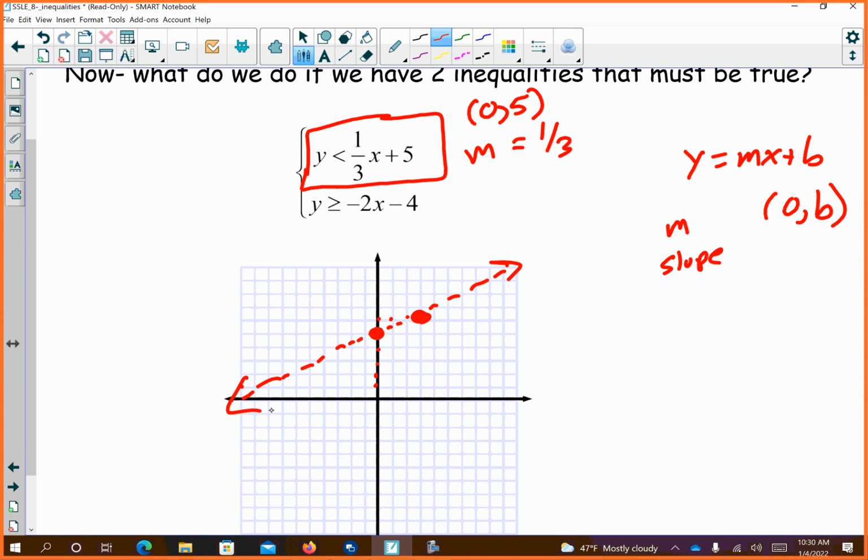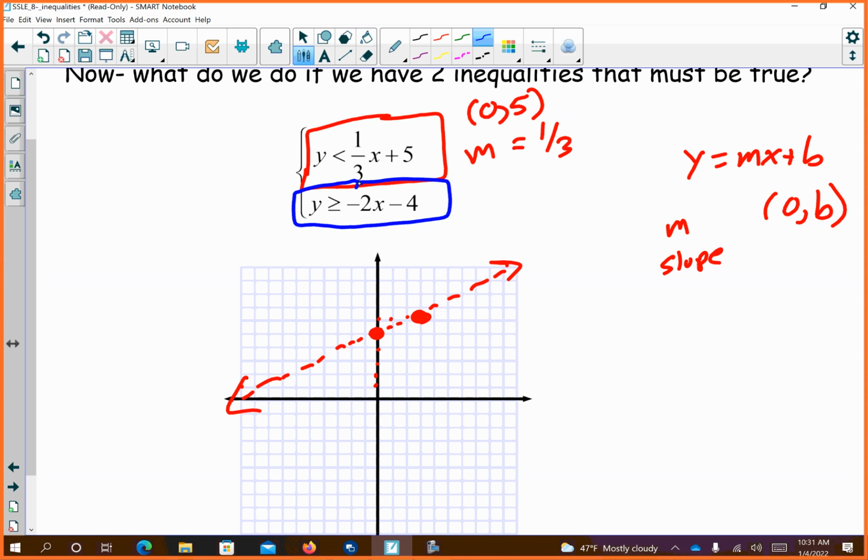Now, friends, let me ask you this. Is the point (0, 0) underneath this line? Do you feel comfortable with that? The point (0, 0) is underneath this line. Agreed? So right now, (0, 0) is a good test point. Okay? We're going to leave this problem alone for a second, and we're going to do this one.